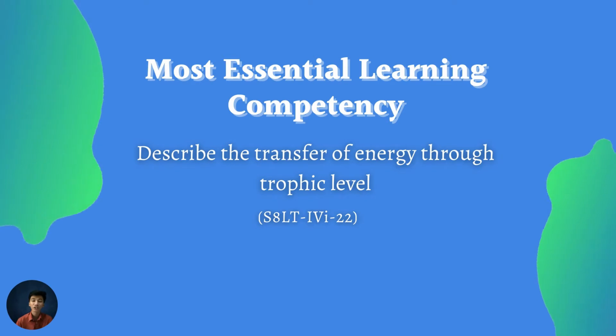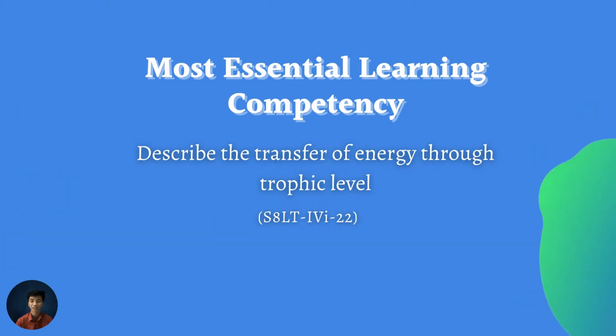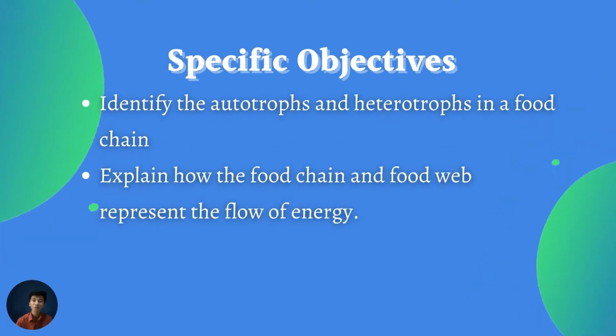This week, you will learn to describe the transfer of energy through trophic levels. Specifically, you will learn to identify autotrophs and heterotrophs in a food chain. You will also learn to explain how the food chain and food web represent the flow of energy.